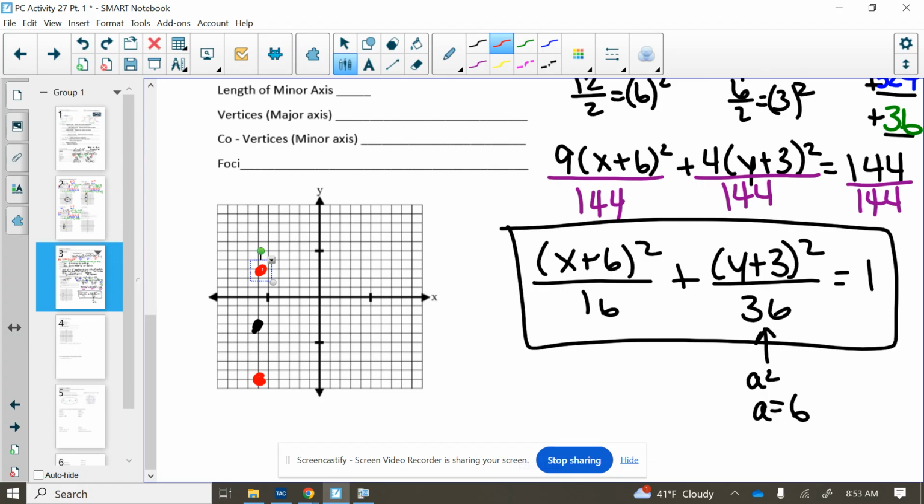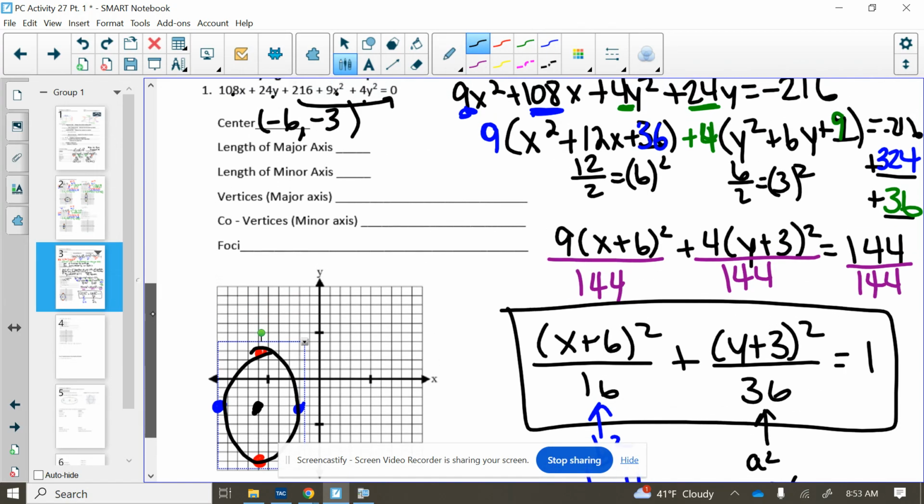And then our b squared value is 16, that's under the x's. b then would be the square root of that, which is 4. So we're going to plot to the right and the left 4 units. So we have our little ellipse.